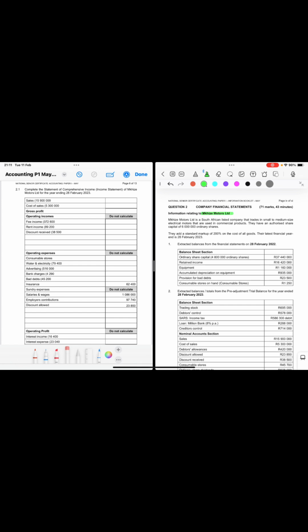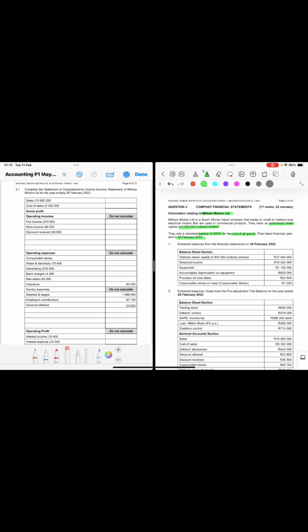Mkhize Motors Limited is a South African listed company that trades in small to medium size electrical motors that are used in commercial products. They have an authorized share capital of 6 million ordinary shares. They add a standard markup of 200% on the cost of all goods. Their latest financial year is 28th February 2023. That's the year we're going to be looking at.